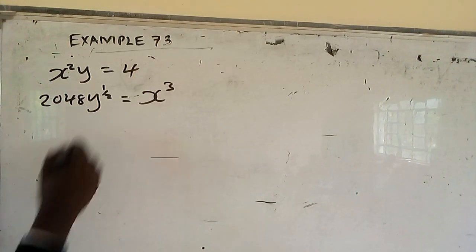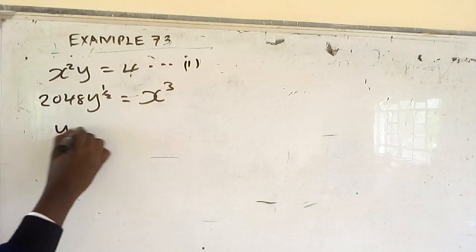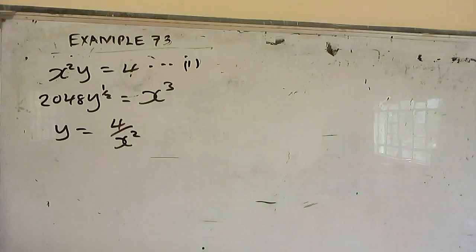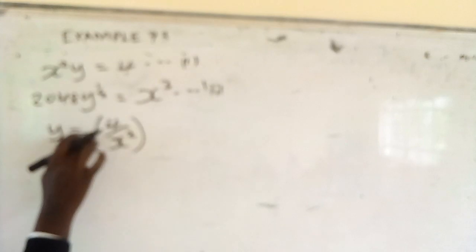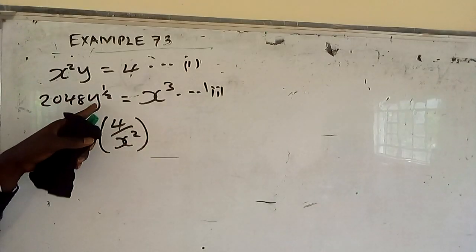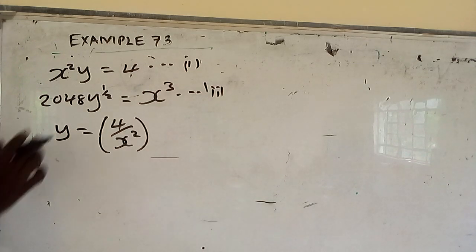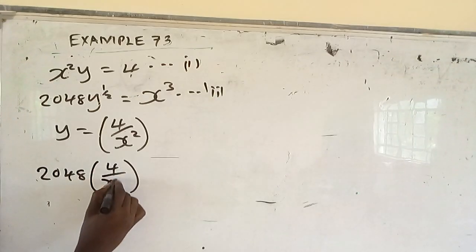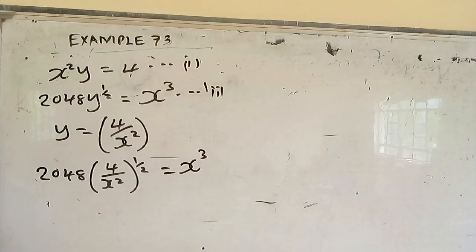So this equation 1, if you make y the subject, you divide both sides by x squared. So from equation 1 you get y is 4 over x squared. It means in equation 2 where you see y, you substitute equation 1 in equation 2. Where there is y, you put 4 over x squared. So we are going to get 2048, then our y is 4 over x squared, then it is raised to power half, to be equal to x cubed.